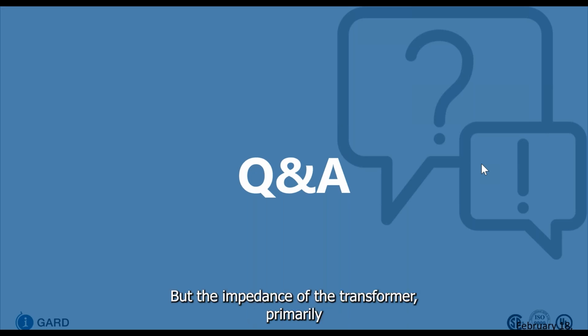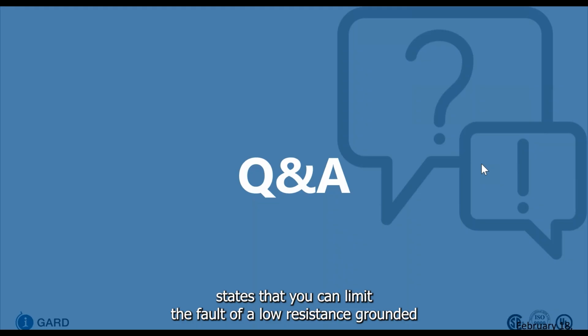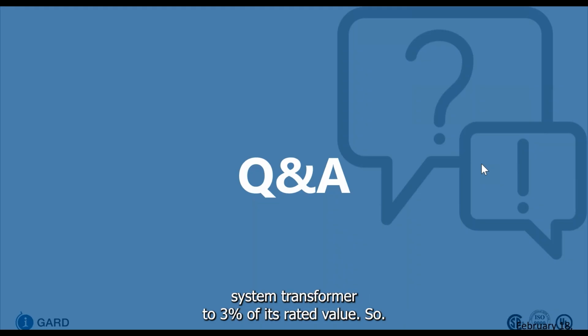But the impedance of the transformer matters primarily when it comes to low resistance grounded systems, because IEEE states that you can limit the fault of a low resistance grounded system transformer to 3% of its rated value. So again, it's hard to explain without the pictures. We may have to have a discussion of that later on.